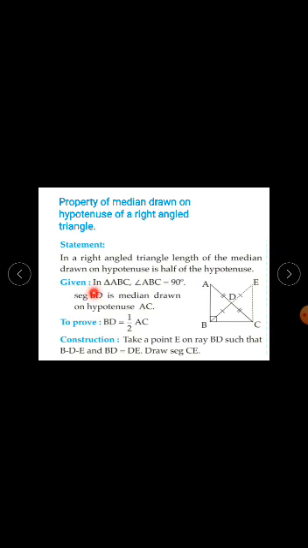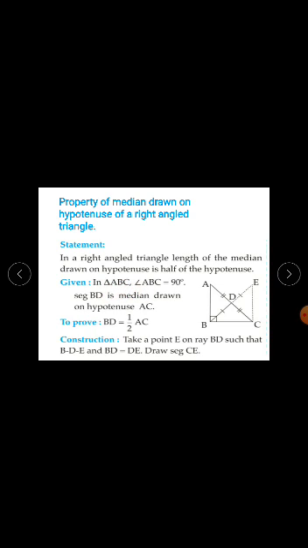So, given: in triangle ABC, angle ABC is equal to 90 degrees. It is a right angle triangle. Seg BD is the median. If BD is the median, it means D is the midpoint. If D is the midpoint, it means AD is equal to CD.